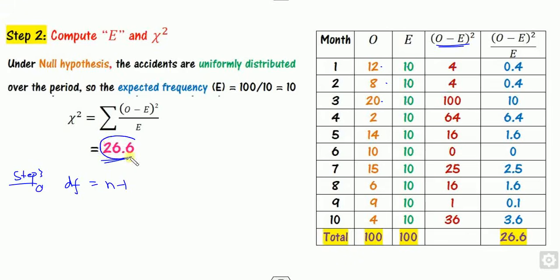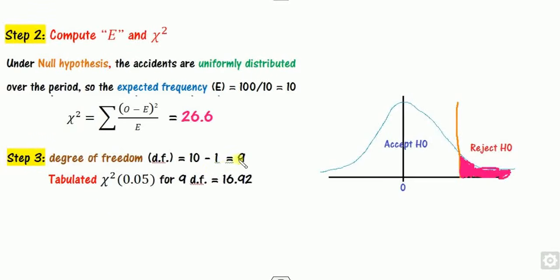Look at that 26.6. How many numbers are there which include 26.6? There are 10. So the degree of freedom is 9. So look at that, these are 9. Then you will draw the graph. The graph is always the right tail. So the tabulated value of chi-square at 9 degrees of freedom, you can see this value from the table.